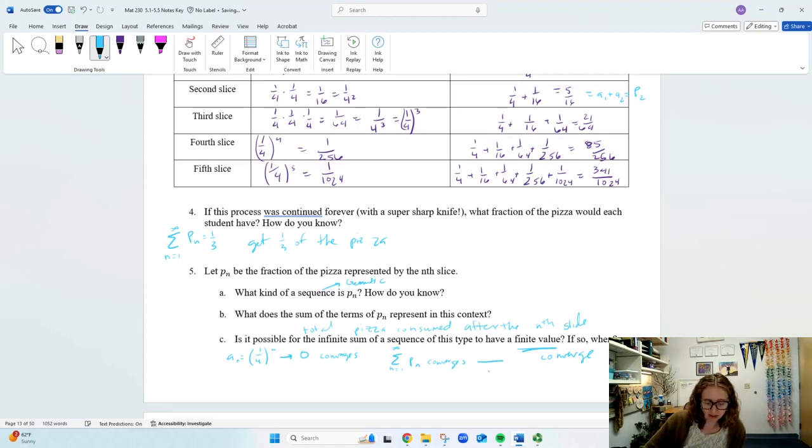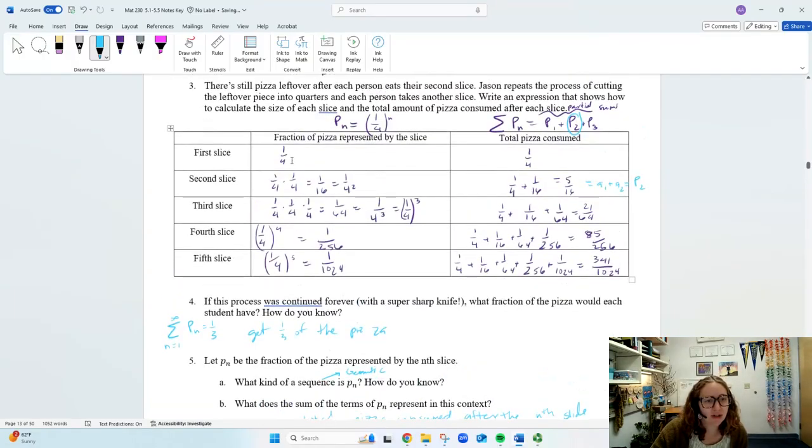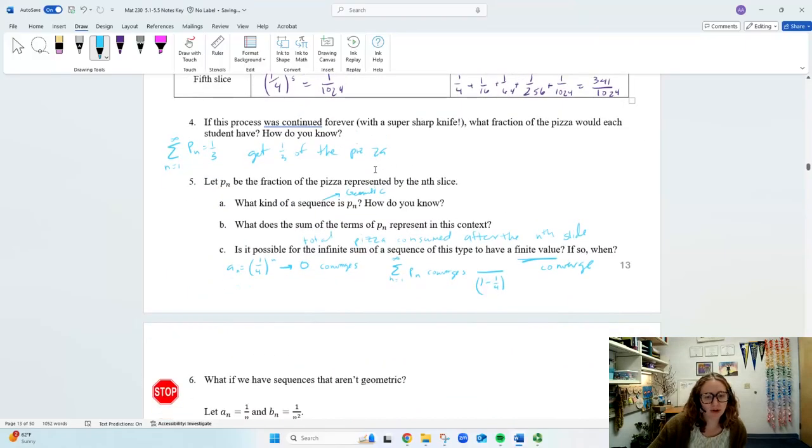So this is going to be 1 minus my ratio, which is 1/4 right there. And then up on top, I'm going to have my starting out value, which in this case was 1/4. And sure enough, if I actually figure this out, this ends up going to 1/3. Each person is going to get 1/3 of my pizza.